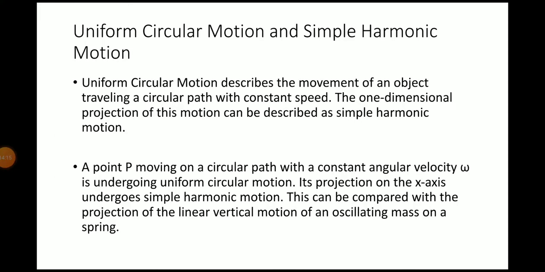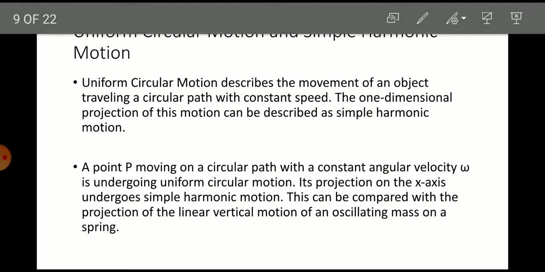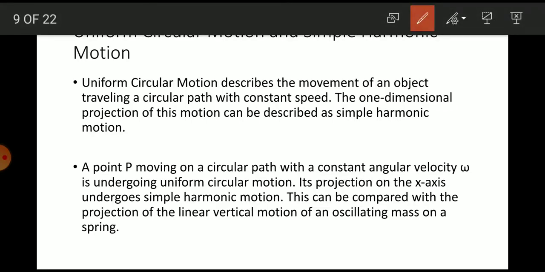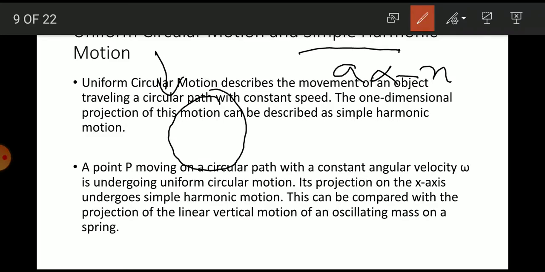This topic is uniform circular motion and simple harmonic motion. Uniform circular motion describes the movement of an object traveling in a circular path. The motion of a body in a circular path is called circular motion. And simple harmonic motion is that in which acceleration is directly proportional to the displacement. So in simple harmonic motion, acceleration is directly proportional to the displacement, and there is the motion of a body in a circular path. So we have to establish a relation between these two.